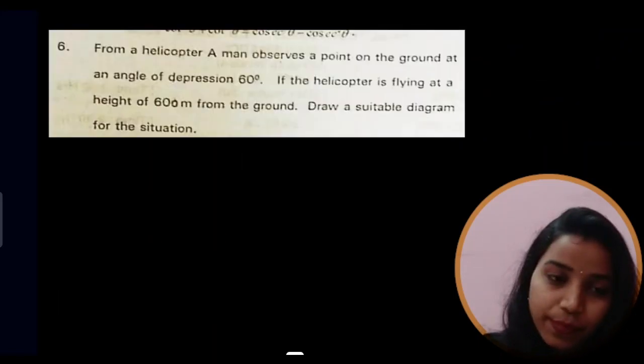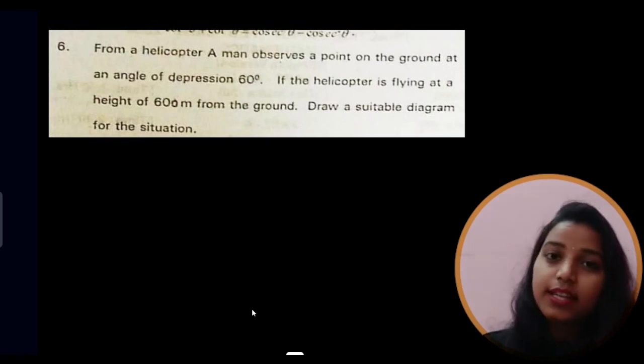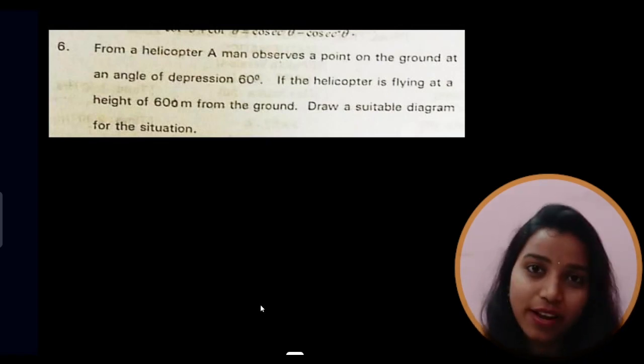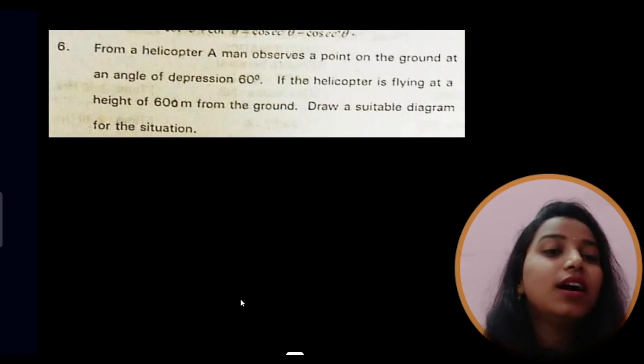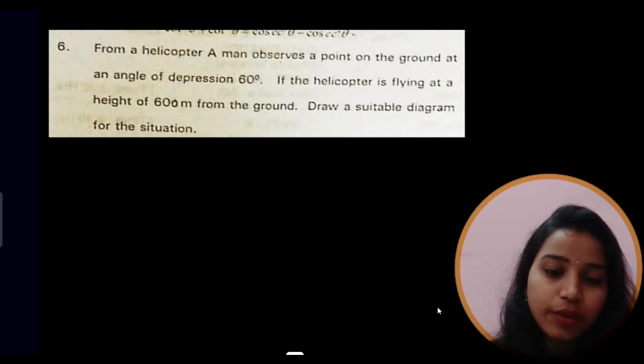Got it? Yes. Now we have the fourth question. So guys, let's read the full question so that we get clarity on what to find. Now, from a helicopter, a man observed a point on the ground at an angle of depression.